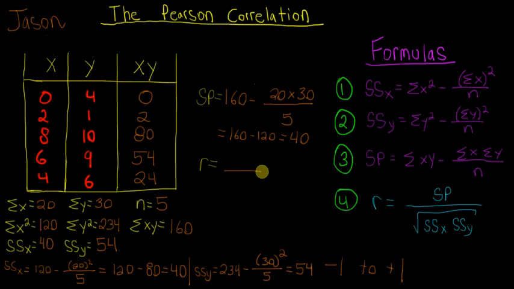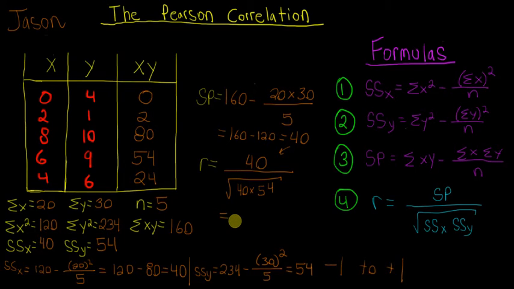Same thing for R. Finally, we have R, and our formula for R is the sum of products divided by the square root of the sum of squares x times the sum of squares y. So, good thing we already have the value for SP. I'll just bring that in here. And we have our sum of squares x right here, and our sum of squares y right there. So I'll just plug both of those in here.